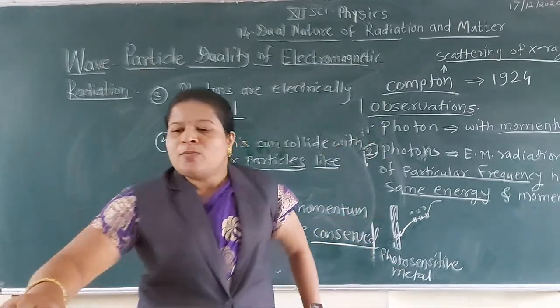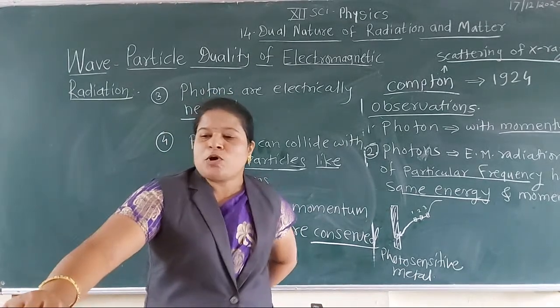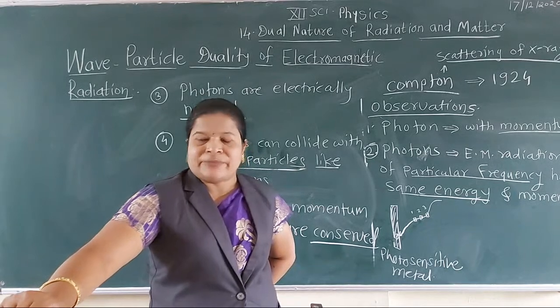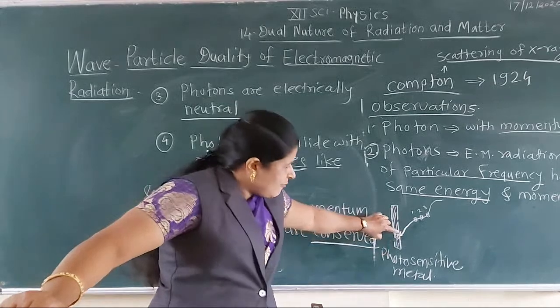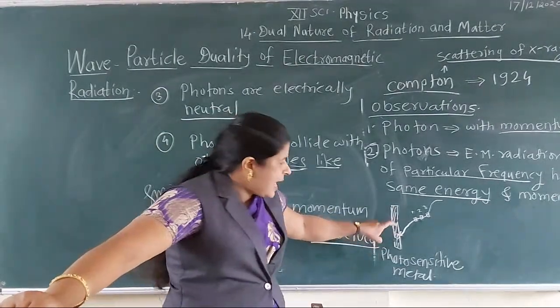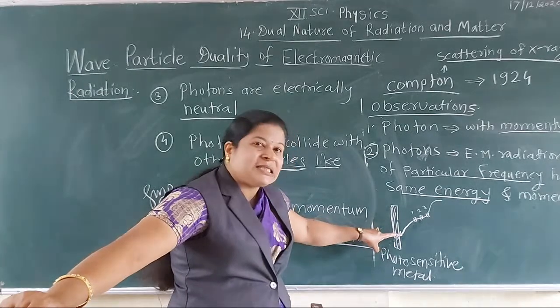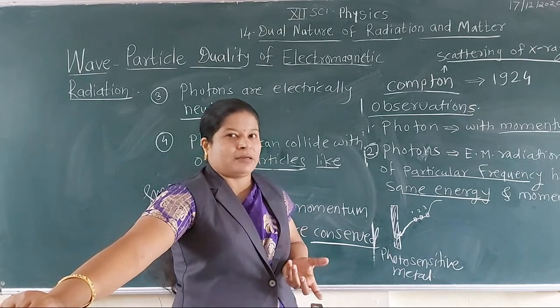So energy and momentum of the system are conserved, but the number of photons is not conserved. At the time of transformation of energy, as the photon gives its energy to electrons, the photon disappears.